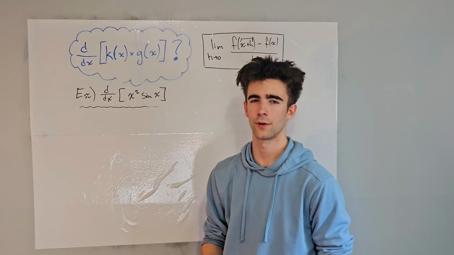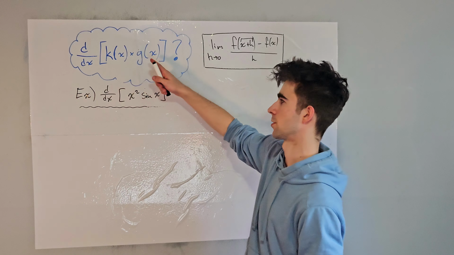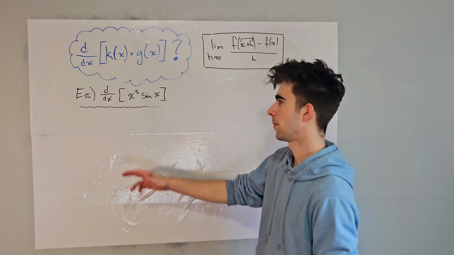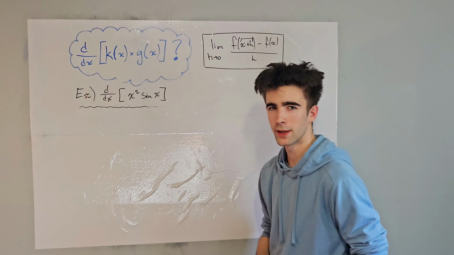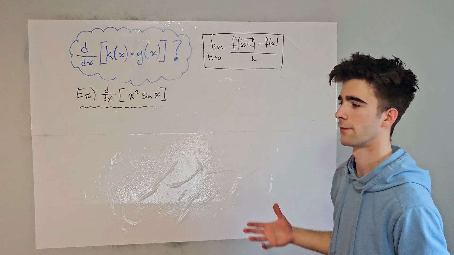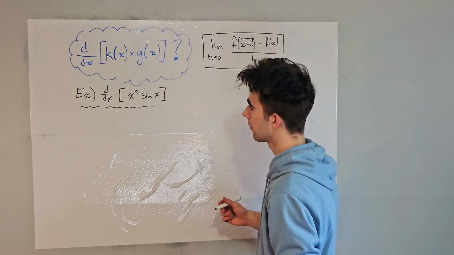Let's say we're trying to differentiate the product of two functions. For example, maybe we're trying to differentiate x squared times sine of x. We can do that using the limit definition for the derivative. So it'll look something like this.